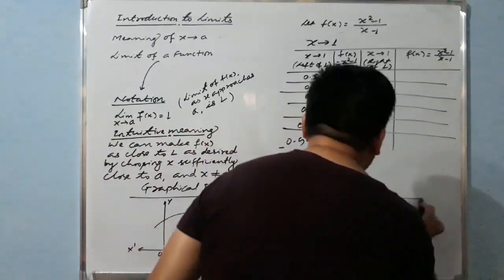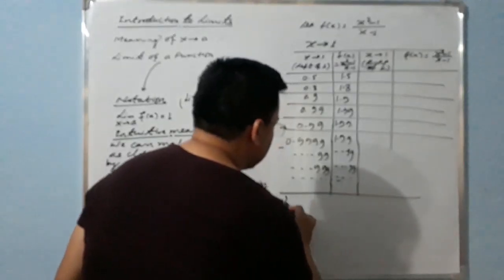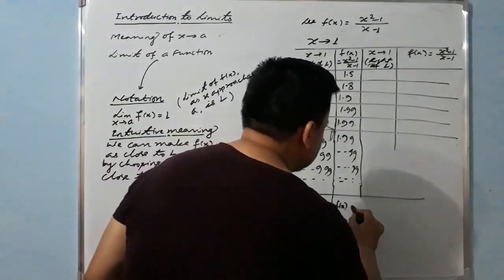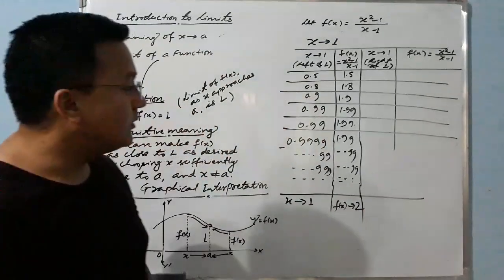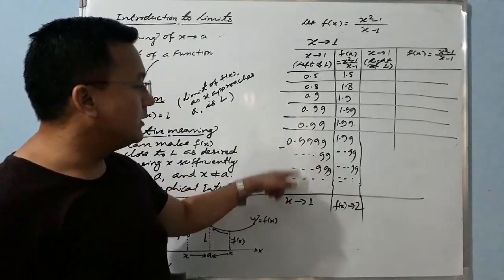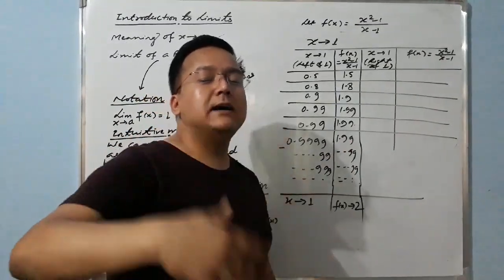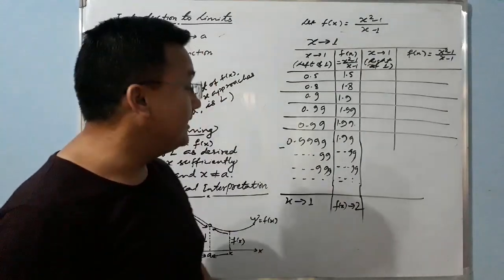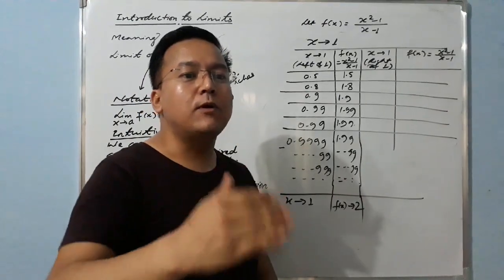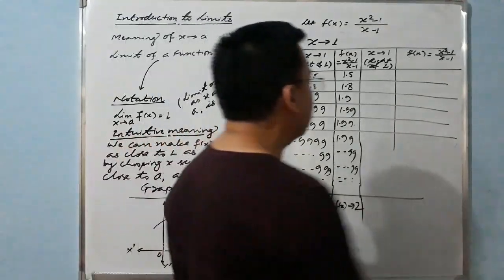Now, x approaches 1, and f of x tends to 2, right? It can't be 2, it can't cross 2. As you take x near to 1, 0.99999, you are going to get 1.999999, and so on. This means f of x is not going to reach 2 or cross 2.